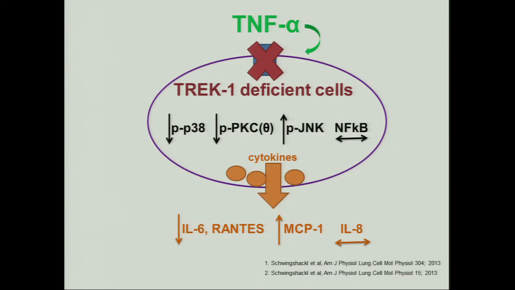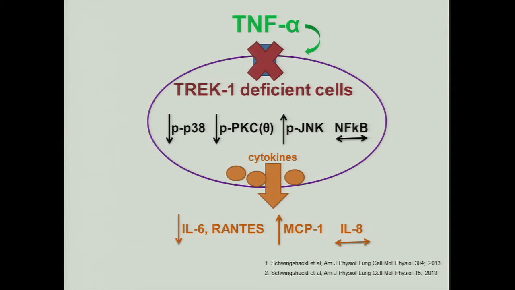When we tried to figure out how a potassium channel, or the deficiency of a potassium channel, causes these changes in cytokine secretion, we looked at several intracellular signaling cascades that are known to be activated by TNF-alpha. To make a very long story short, we found changes in several signaling cascades in TREK1 deficient cells. And we tried to align any of these changes with the cytokine secretion that we see. And what we found was that, in fact, the decreased phosphorylation of protein kinase C was most likely responsible for the decrease in IL-6 secretion. Whereas the other obvious pairing was that the increase in JNK kinase phosphorylation could be responsible for the increase in MCP1 secretion.